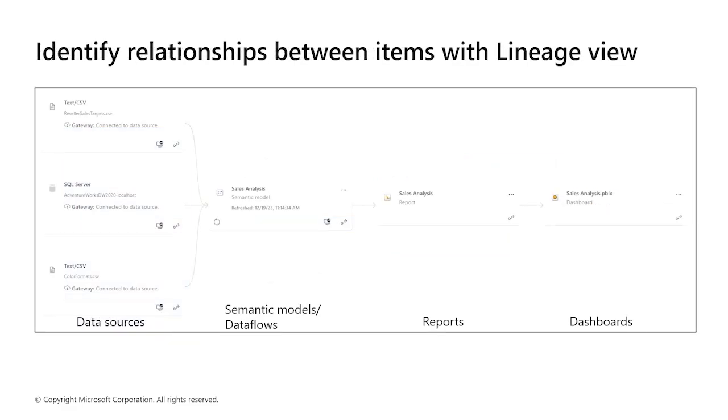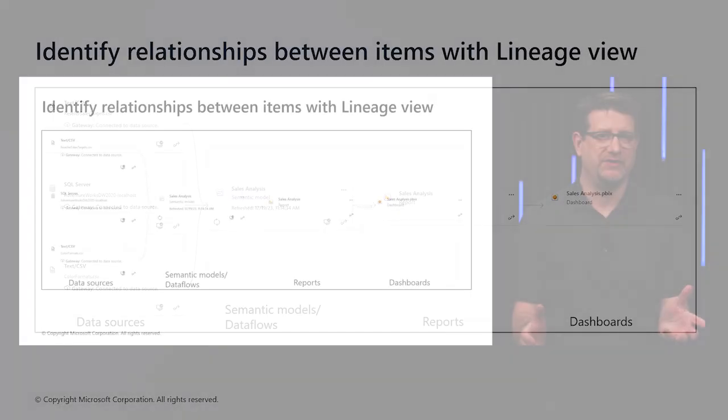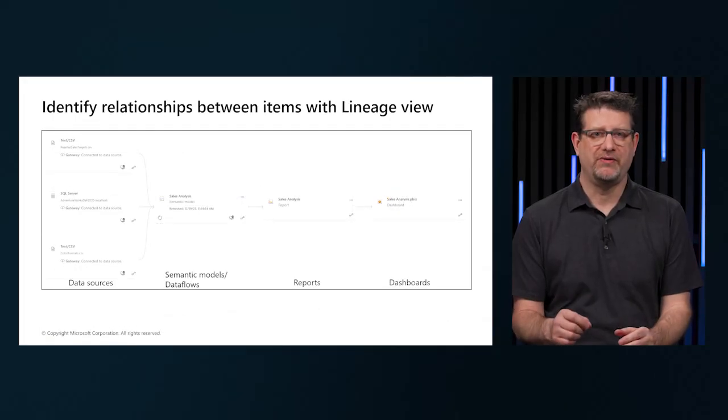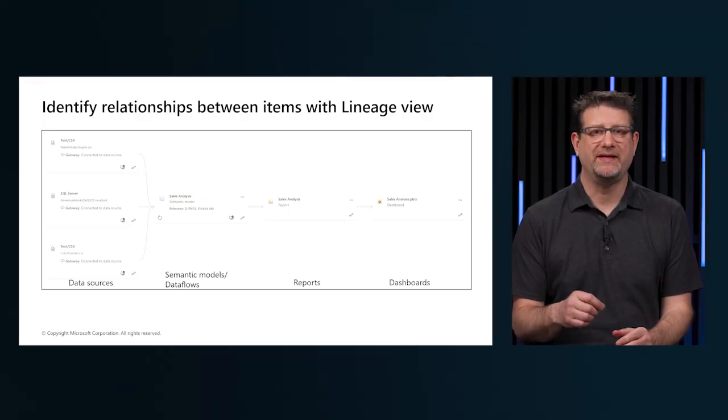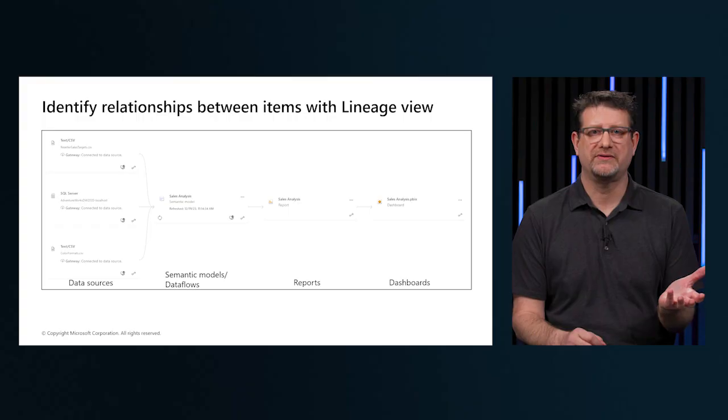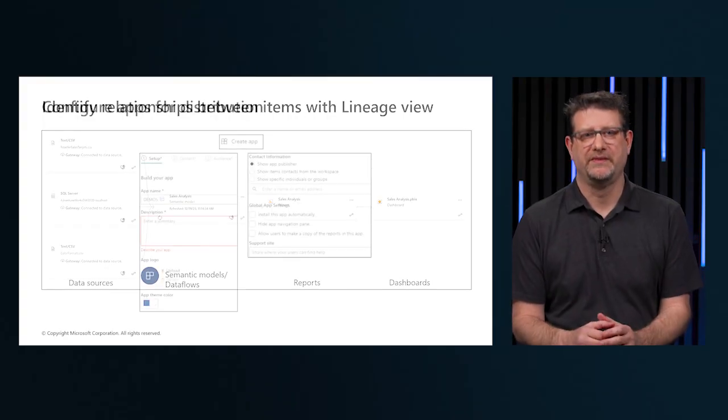Data lineage refers to the path the data takes from the data source to the destination view. Lineage in Power BI is crucial for several reasons. It simplifies the troubleshooting process and allows us to manage our workspaces more easily and effectively. It saves time by making it easier to identify when semantic models have not been refreshed.